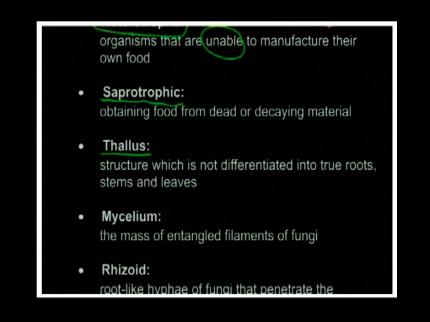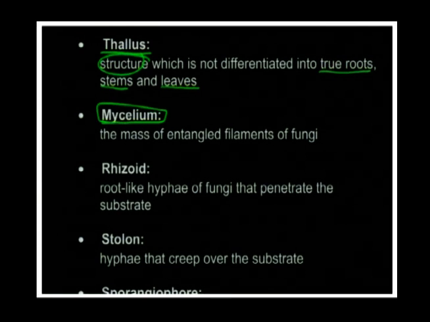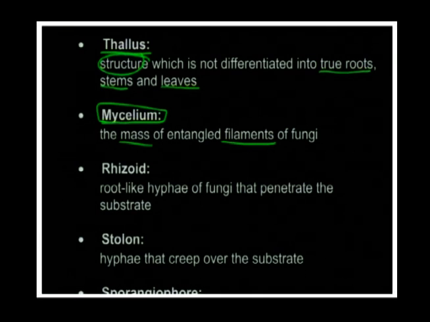A thallus is any structure which does not have true roots, stems, and leaves. Remember that in a fungus there are fine threads called hyphae, which grow in 3 different directions, but we'll come to those in a moment. Another term that is important is the word mycelium. This is the mass of entangled filaments. In other words, a mycelium is the term that we use to describe all of the different hyphae that grow down, across, and up.